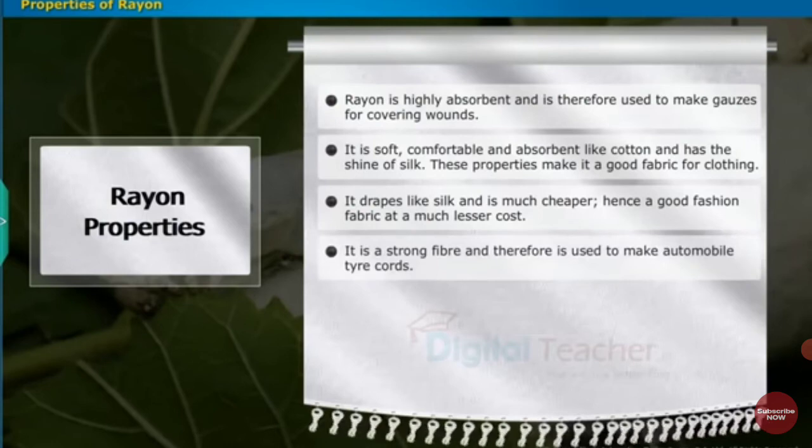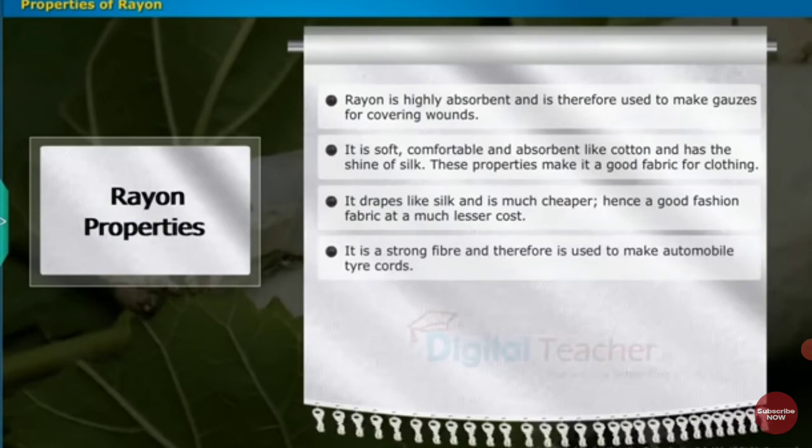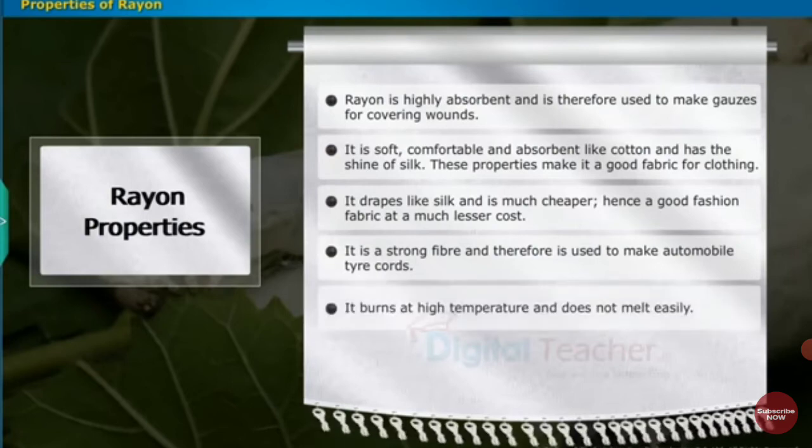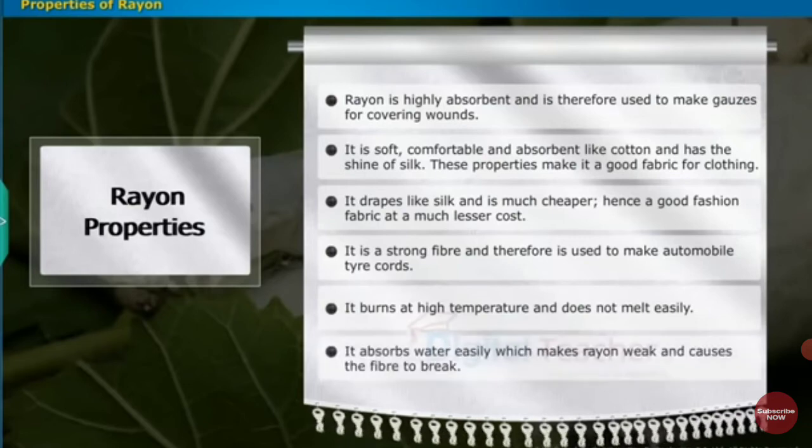It is a strong fiber and therefore is used to make automobile tire cords. It burns at high temperature and does not melt easily. It absorbs water easily, which makes rayon weak and causes the fiber to break.